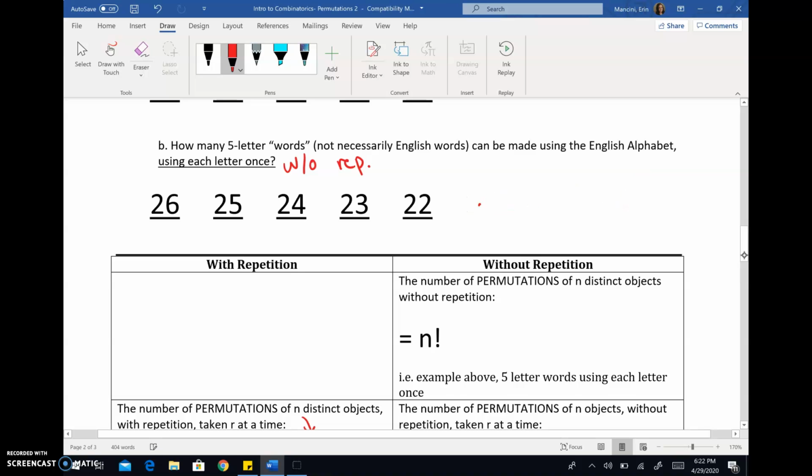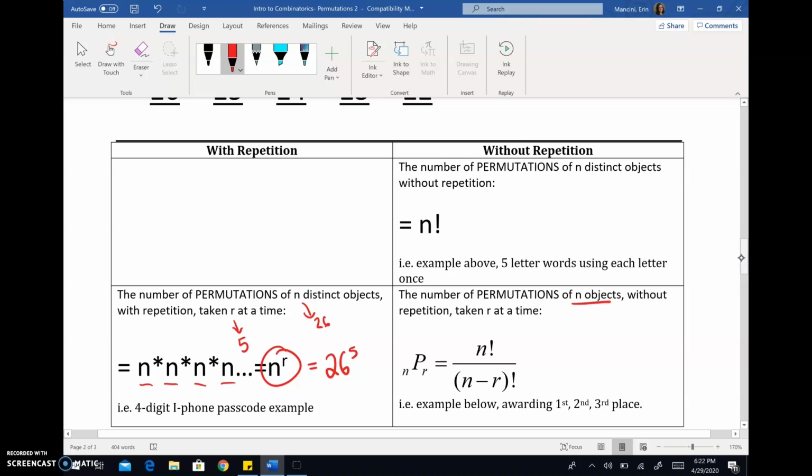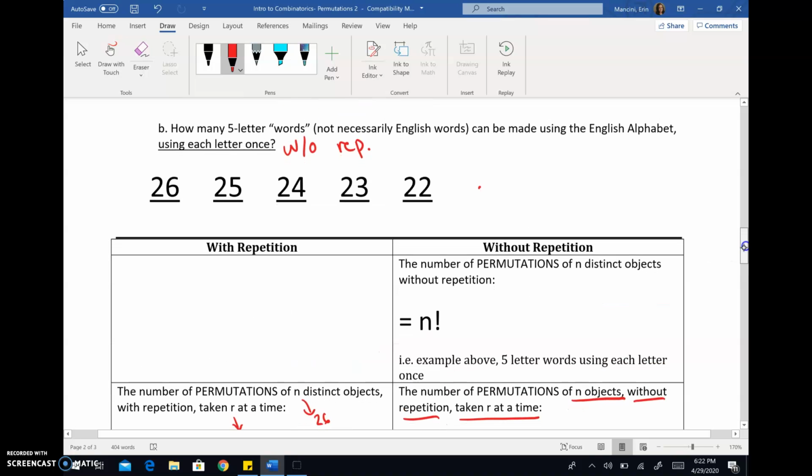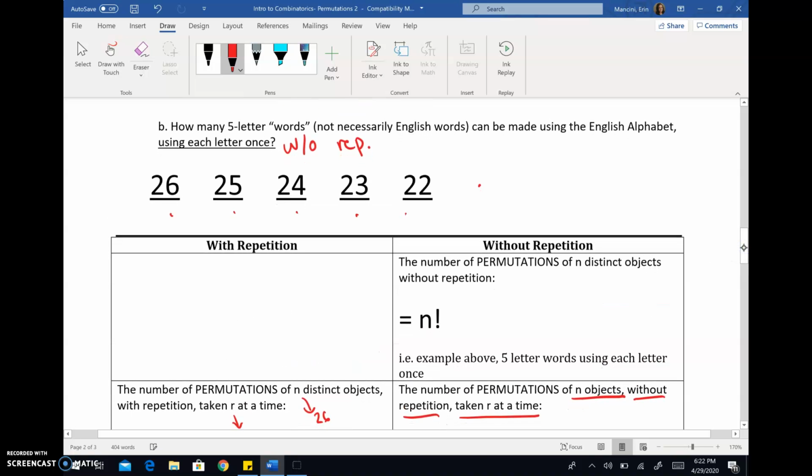In this scenario, you have n objects, so you're taking 26 letters, you're not repeating them, and again, you're taking r at a time. So when I say you're taking r at a time, you're taking 26 letters to choose from, but you're only picking 5 of them to make a 5-letter word.